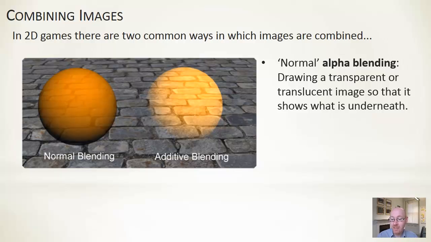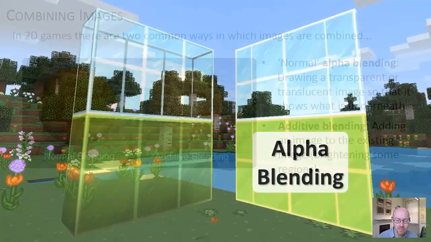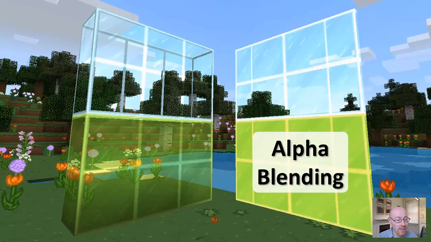The second type is known as additive blending. And here we're going to add one image to another image. And generally we would do that to brighten up the destination image. So we can use this to brighten, to simulate light, for example, as one of the applications. We'll have a look first of all with alpha blending before then moving on to additive.